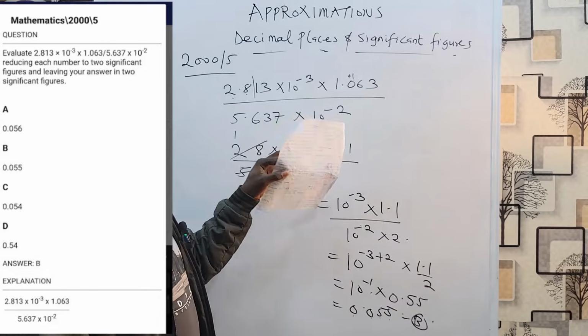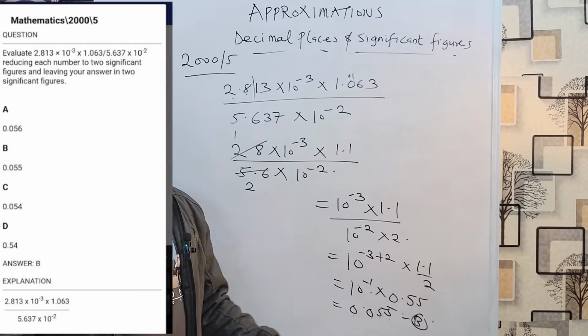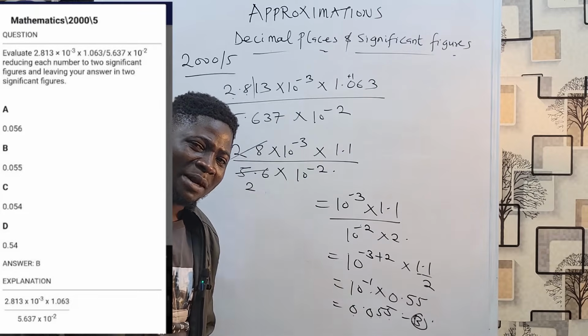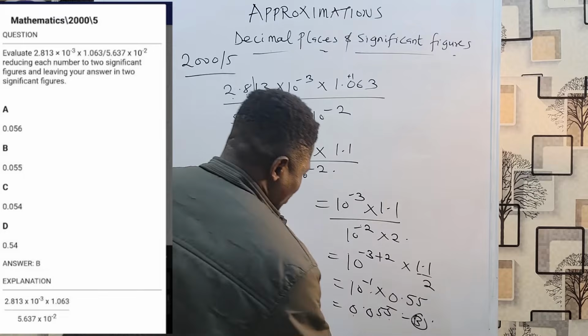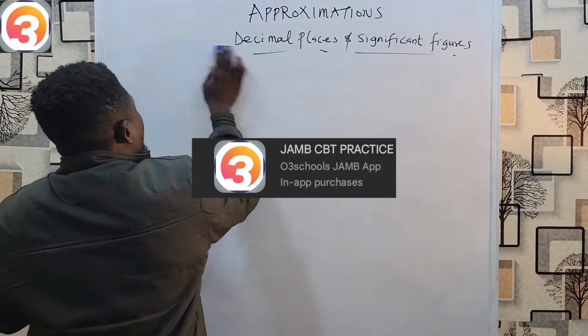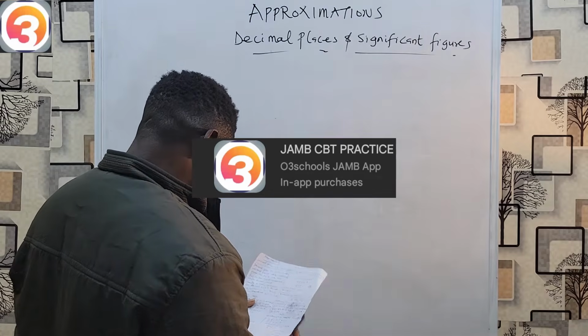So you see, they will not give you a small calculation to do, then we are told to approximate the final answer to either so and so decimal place or to so and so significant figure. So let's go to another example from the O3Schools JAMB app again.